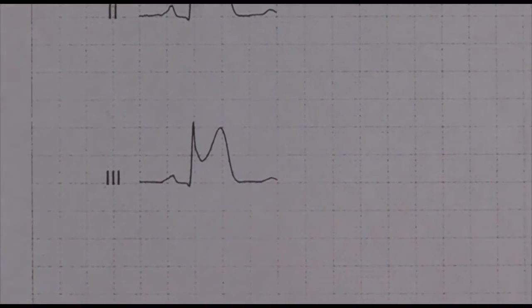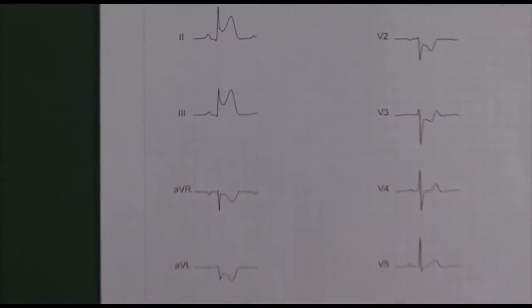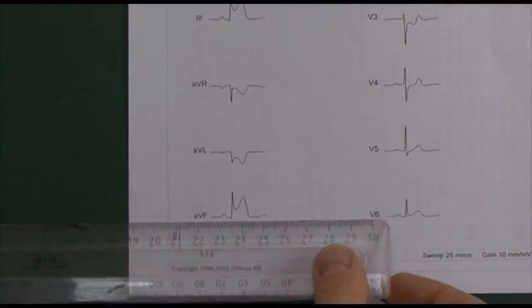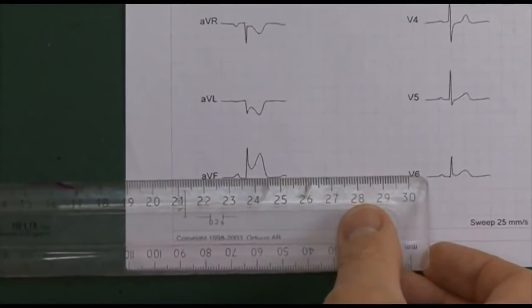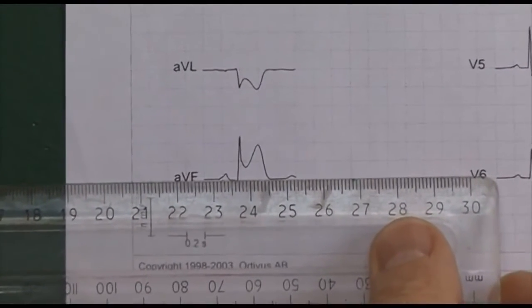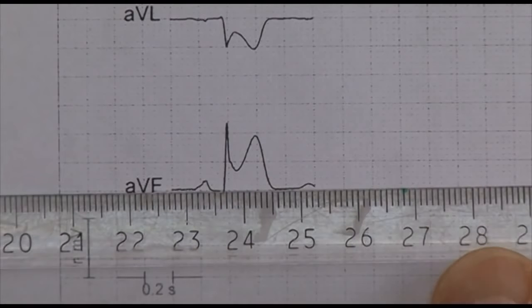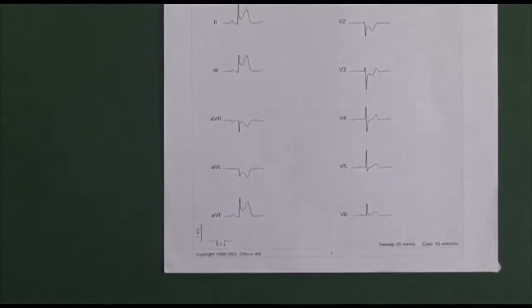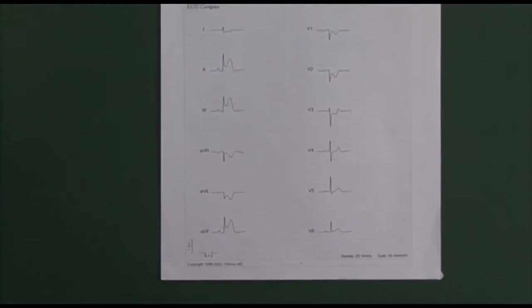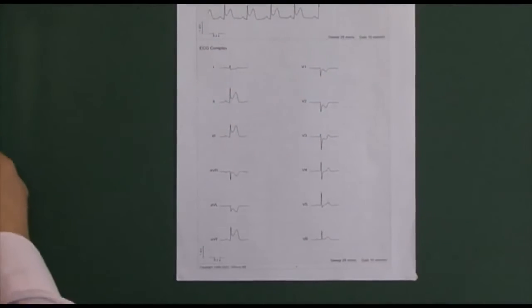And looking down towards AVF, again on AVF we can see clear, pronounced ST elevation. That this patient has had an ST elevation myocardial infarction. We can see reciprocal changes here.